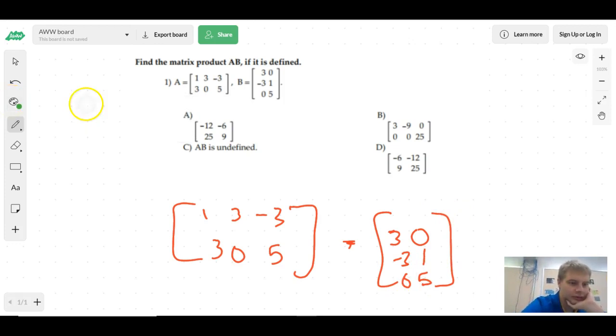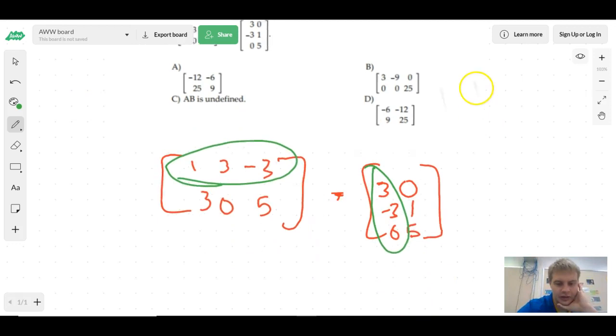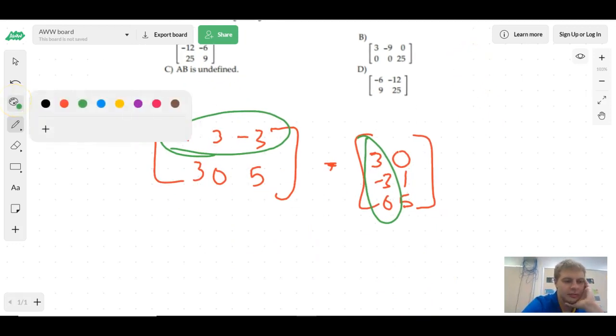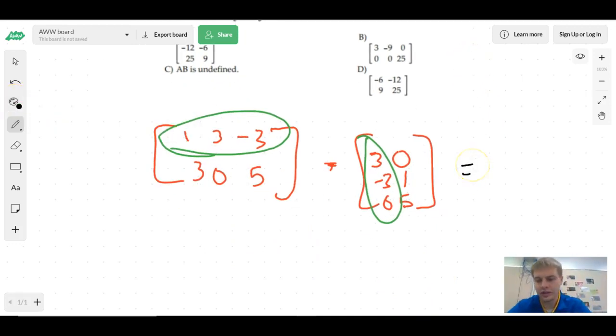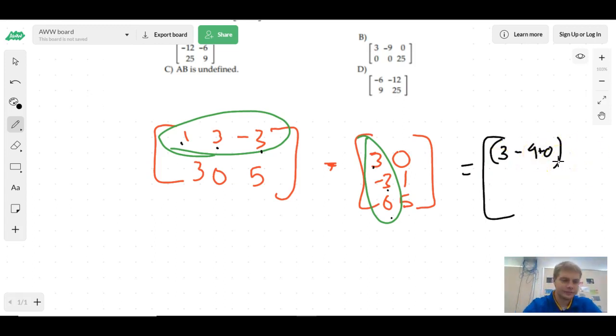So we're going to take this row and multiply it right here with this column right here. Everything I circle goes inside a parentheses too, and they match. Like that matches with this one, this matches with that one, and that matches with that one. So we would get 3, negative 9, and 0. And everything that I get, I put inside parentheses.